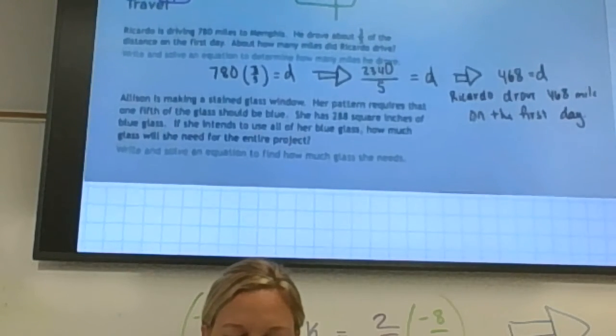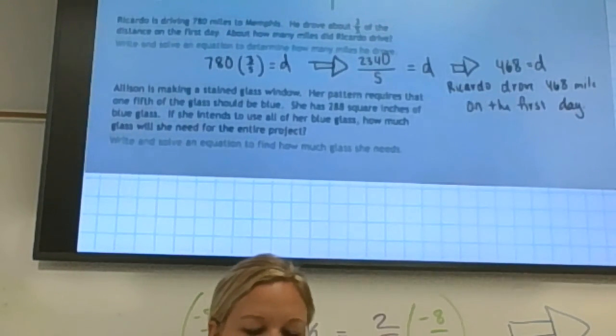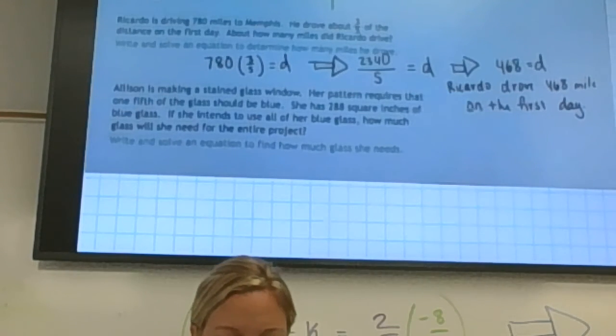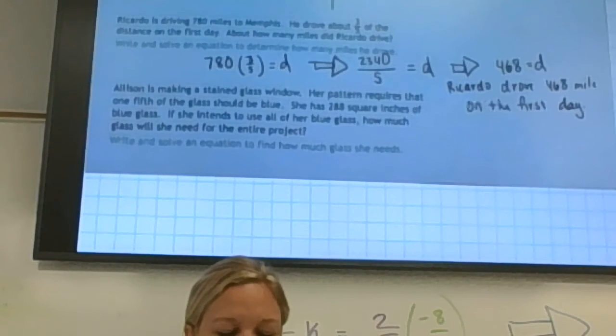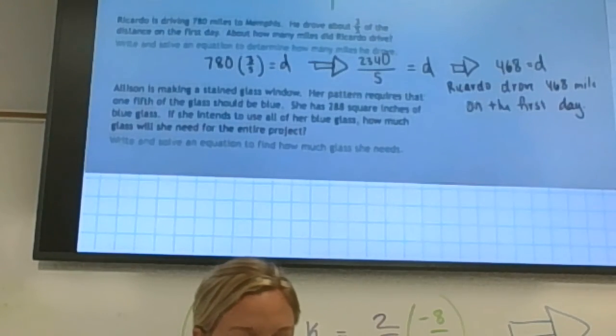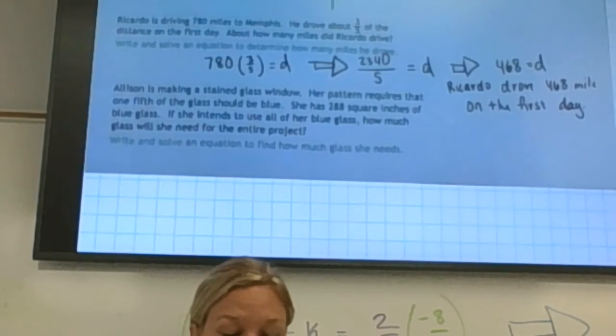Allison is making a stained glass window. Her pattern requires that 1/5 of the glass should be blue. She has 288 square inches of blue glass. If she uses all of her glass, how much glass will she need for the entire project? Oof.